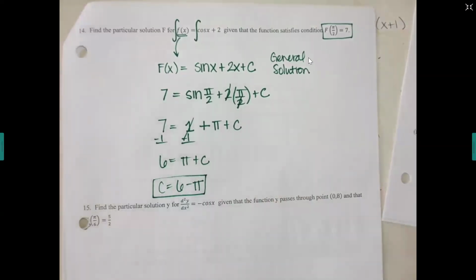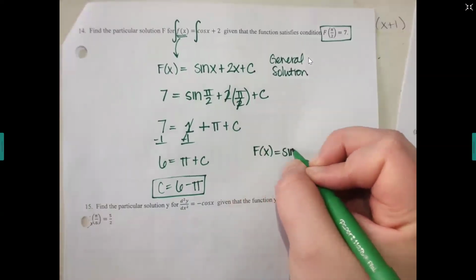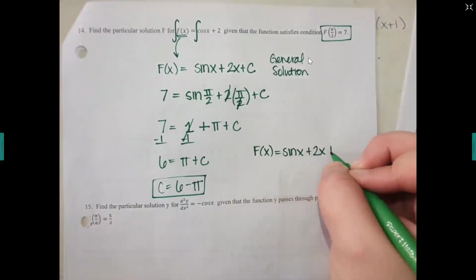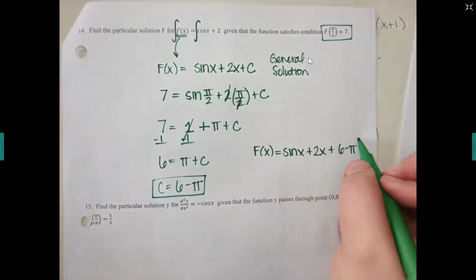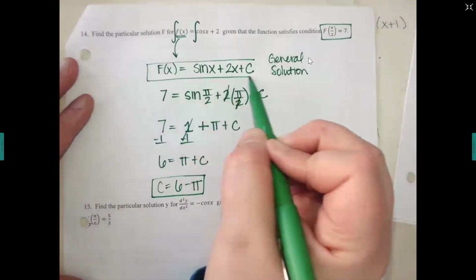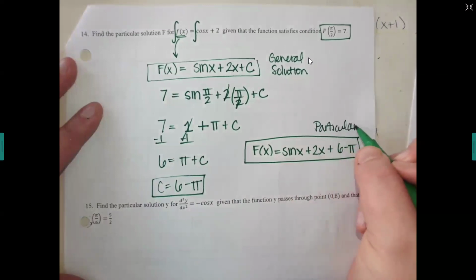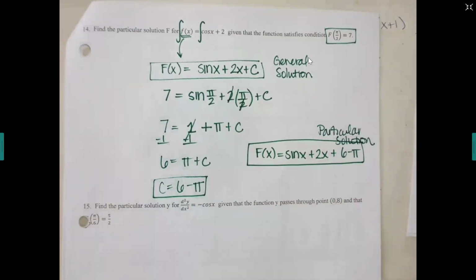And then I would go back to my general solution where my C is, and I would plug in a 6 minus pi in that spot. So capital F of x equals sine x plus 2x plus 6 minus pi. And that would be your particular solution. Okay, do we feel okay about that? All right, go ahead and transition to your notes for today.